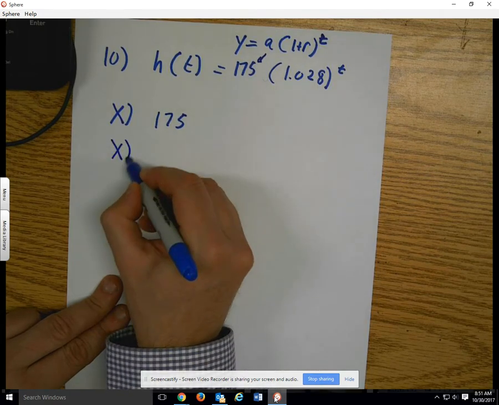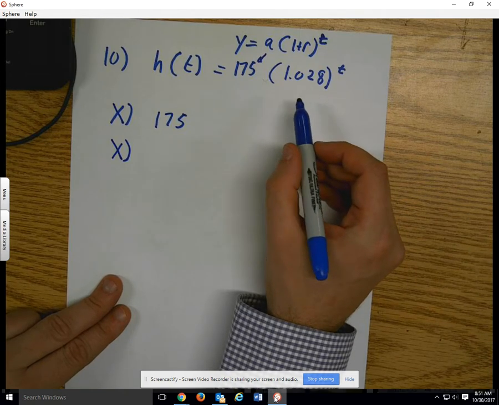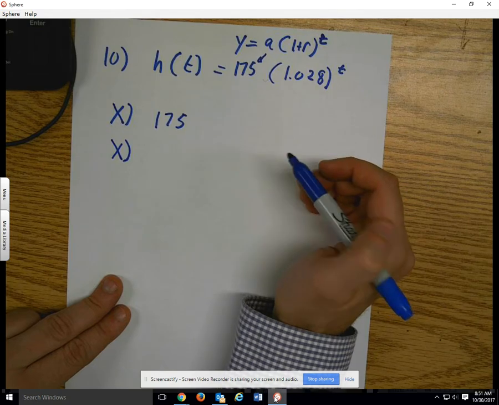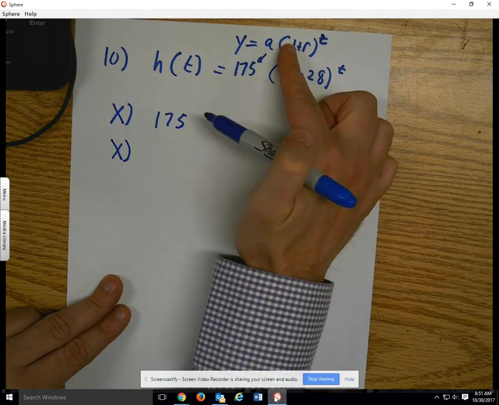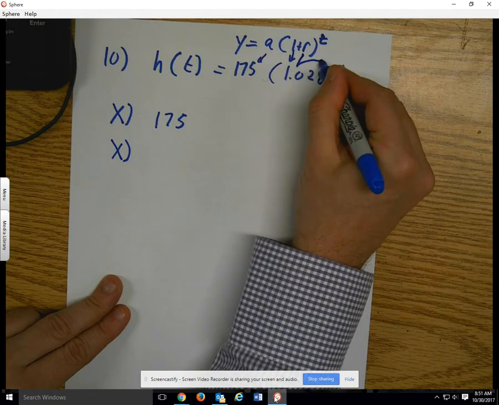Okay, so the next question is to take the rate of increase and write it as a percentage. So can you point to the rate of increase? Right, it's not the 1, because remember, you're adding the 1 to it. It's just the r. So in this case, it would just be the 0.28.